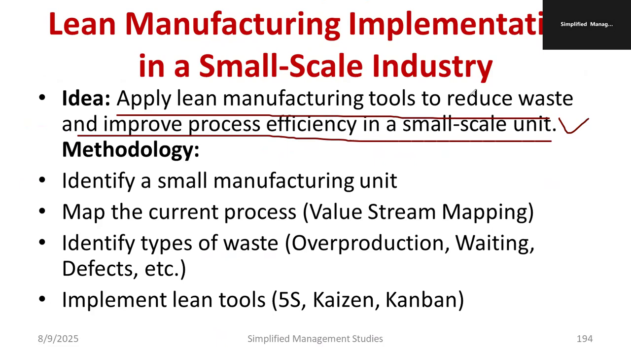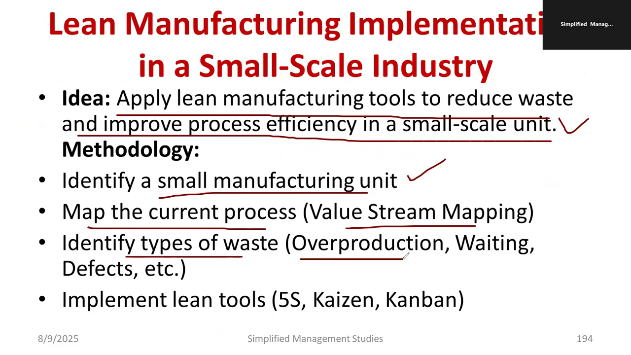So I want to suggest some methods to develop the project. It's a zero cost project. You have to identify a small manufacturing unit nearby. Map the current process; you have to perform value stream mapping based on certain metrics. Then identify the types of waste, for example overproduction, more waiting time, and some defects, employee underutilization. Those things you might have noticed. Then implement the lean tool.